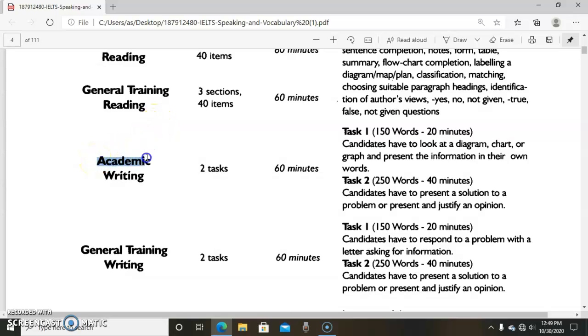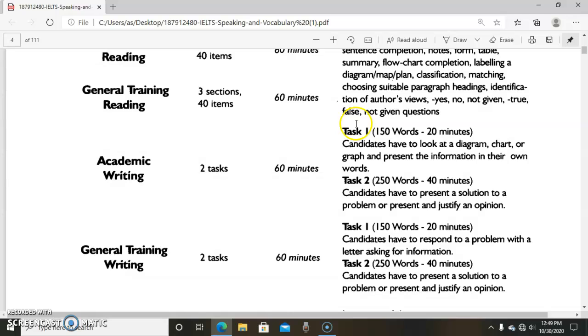Coming to the academic writing, okay? So there will be differences between the 2 versions, the academic writing and the general training writing, okay? The academic writing consists of 2 tasks. It's the same. And the general training also consists of 2 tasks, okay? But the tasks are different. Task 1 is different, all right? 60 minutes, no problem, all right?